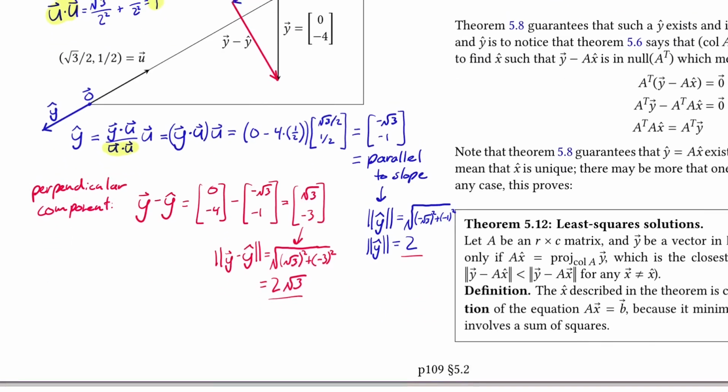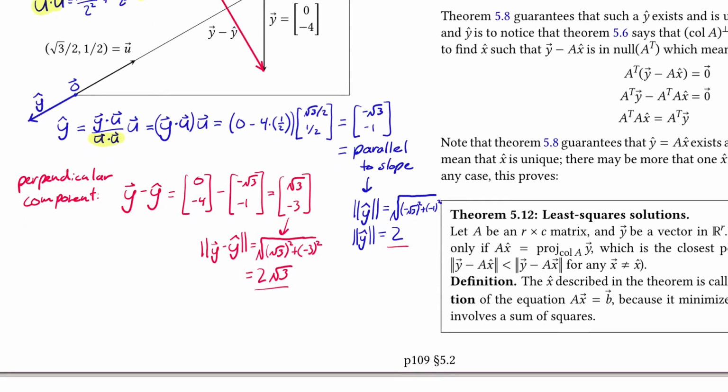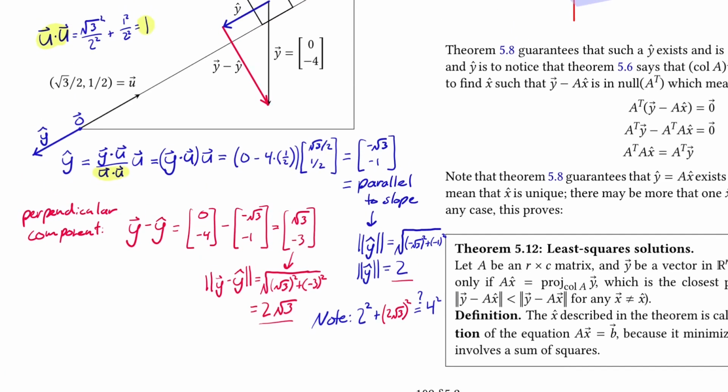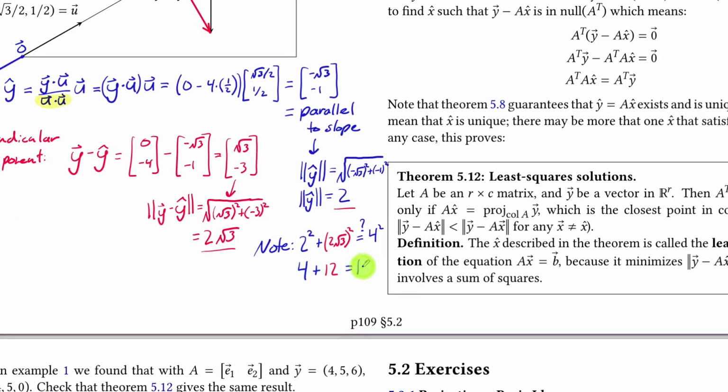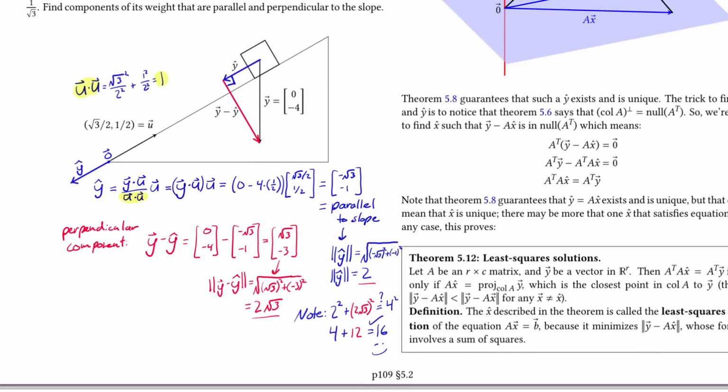We could check that they are actually perpendicular using the Pythagorean theorem. If you do 2 squared plus 2 root 3 squared, do we get 4 squared, the length of y squared, the hypotenuse? Yes. Okay, so yeah, they do indeed make a right triangle. Just checking that using the Pythagorean theorem. And we're good.